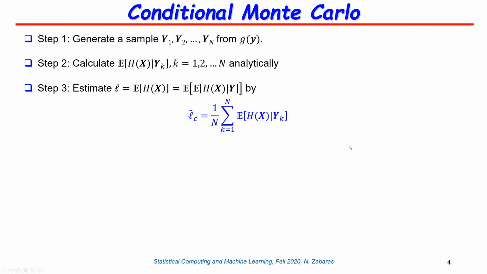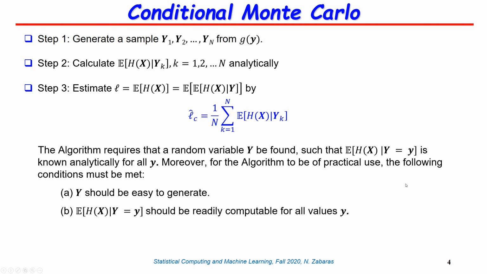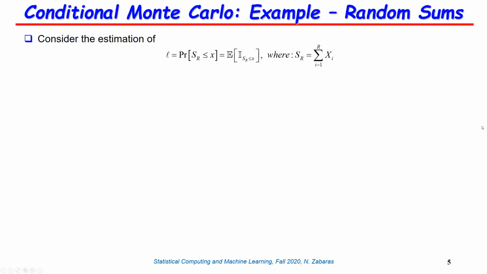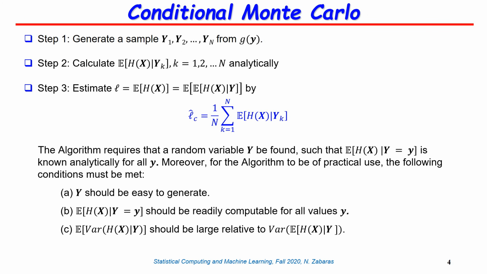This is my conditional Monte Carlo approximation. Now, obviously, as I mentioned before, you're going to get a variance reduction because the variance of this is less than the variance of h of x. Again, how much reduction you will get depends on the expectation of the variance of h of x given y. This is what is written in statement C. And for this algorithm to be useful and efficient, y has to be something that you can sample very easily. And of course, these conditional expectations, I mentioned this many times already, need to be easy to evaluate.